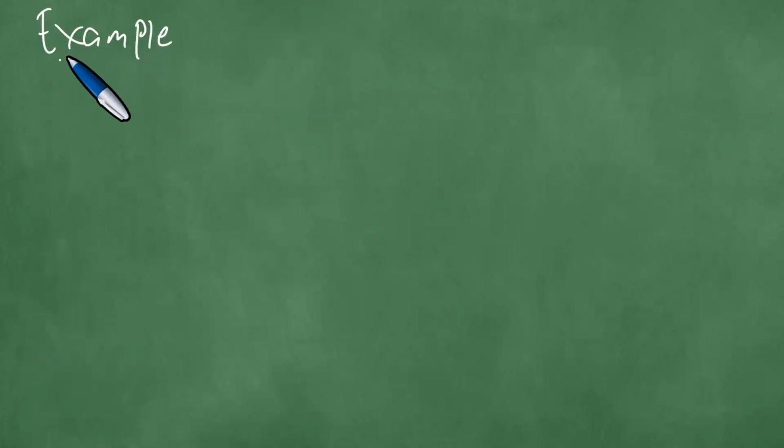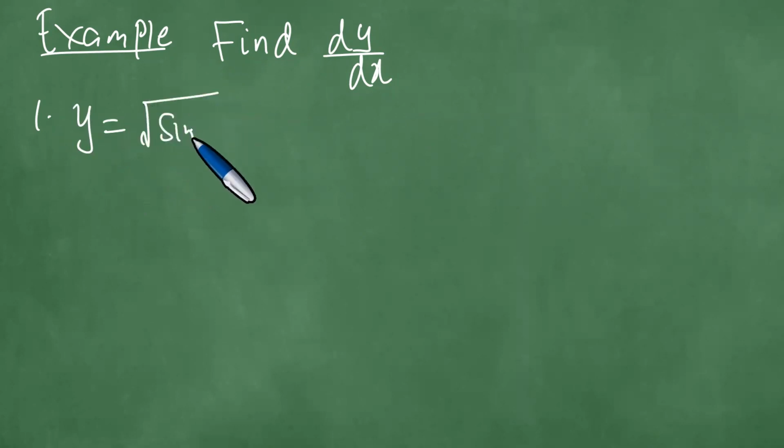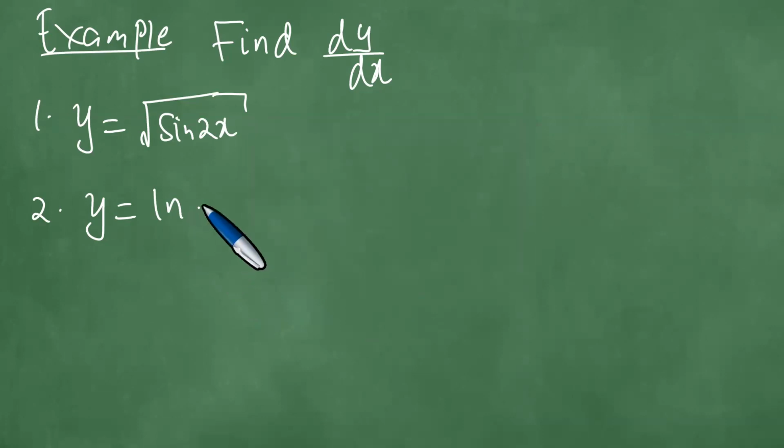I'm going to give some examples of derivatives. Like number one, the question is: find dy/dx. In number one, you're given y equals the square root of sine 2x. The ln of the natural log of the square root of 1 plus 3x. Okay, let's look at these examples and we look at the solutions to these.